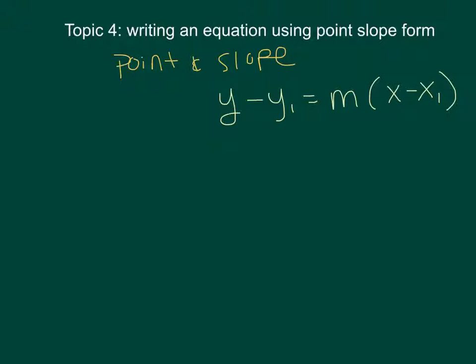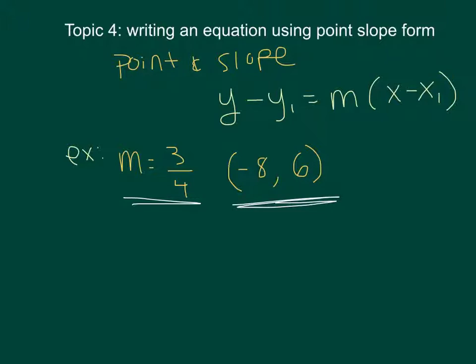Okay, so let's go. The example is, you are given that the slope is 3 over 4 and your point is negative 8 over 6. All you have to do is recognize that you have a slope and you have a point. I want to write the equation of the line that goes through these things.